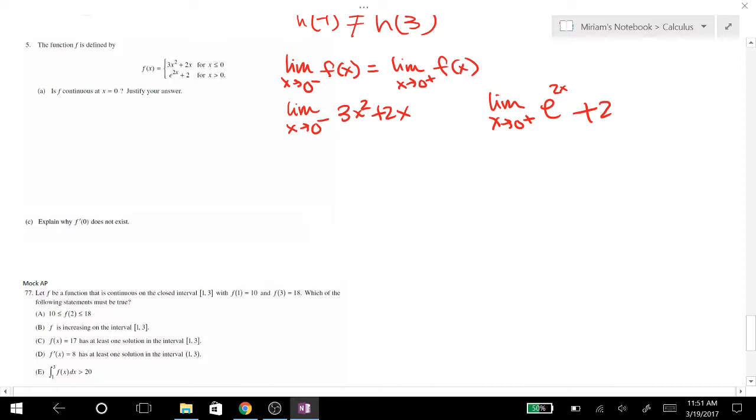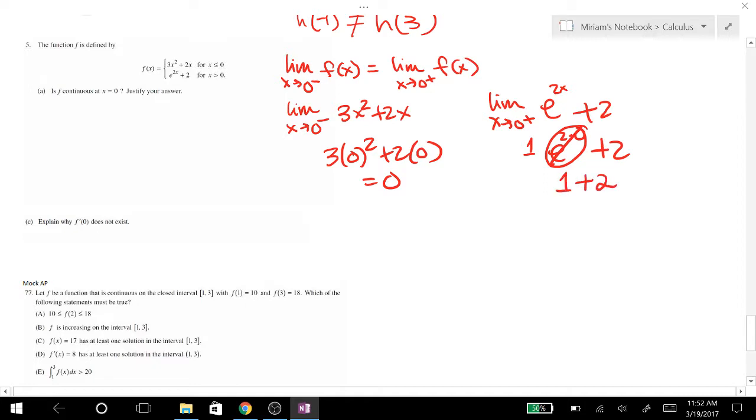Okay, time to plug things in. 3 times 0 squared plus 2 times 0. e to the 2 times 0, plus 2. This whole guy becomes 1. 1 plus 2 equals 3. Are these equal? No.